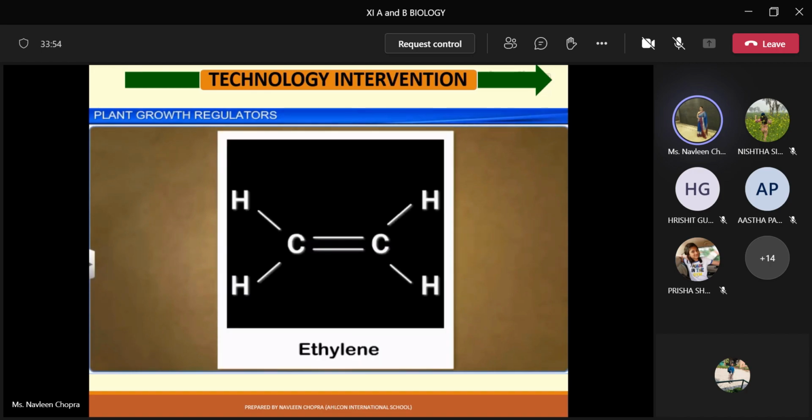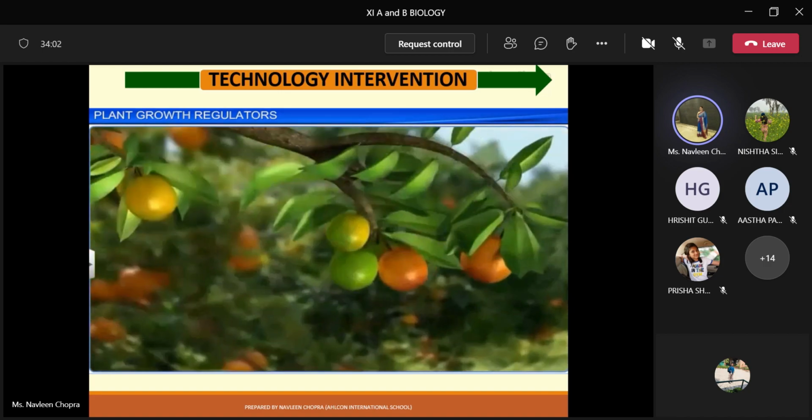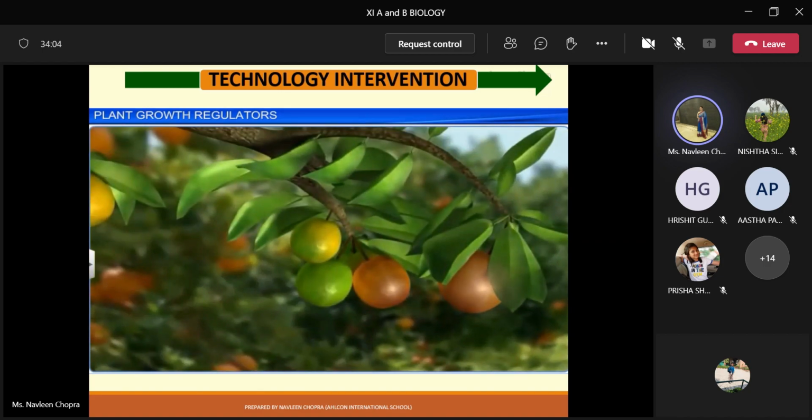The discovery of ethylene is credited to a scientist named Cousins, who observed the release of a volatile substance from ripened oranges. He also found that the volatile substance promoted ripening of other unripened oranges. Later, this volatile substance was identified as ethylene.